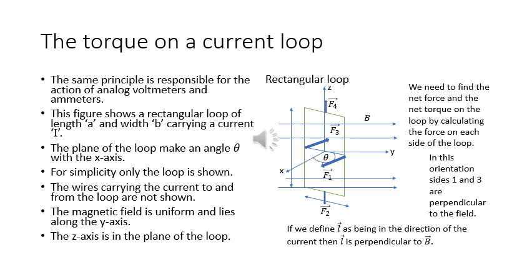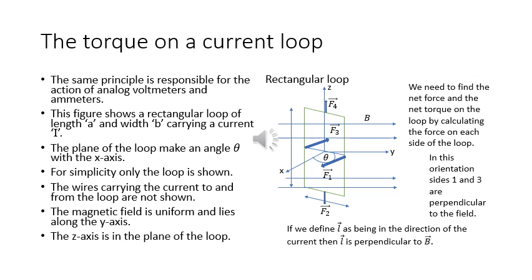This figure shows a rectangular loop of length A and width B carrying a current I. The plane of the loop makes an angle theta with the x-axis. For simplicity, only the loop is shown. The wires carrying the current to and from the loop are not shown. The magnetic field is uniform and lies along the y-axis. The z-axis is in the plane of the loop.